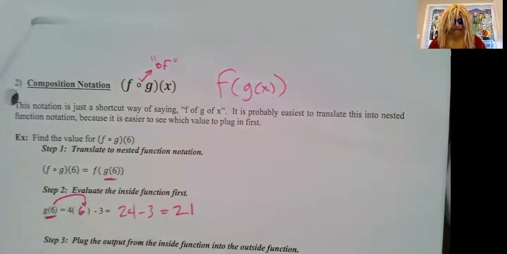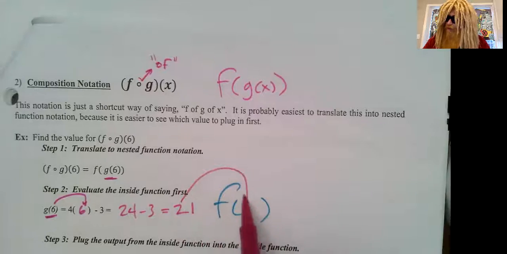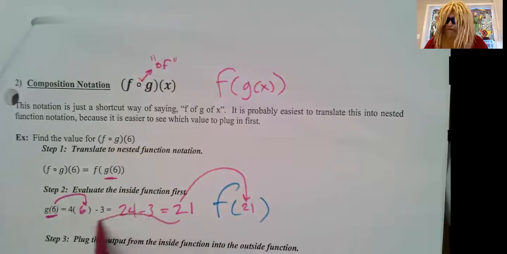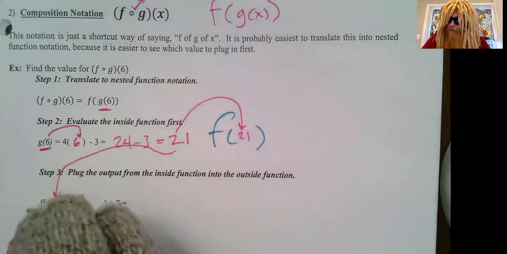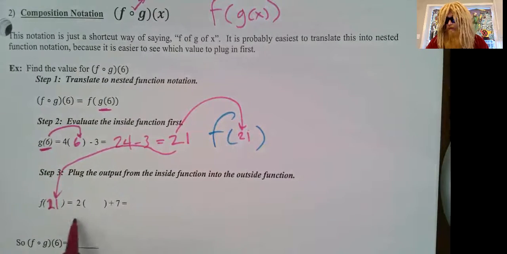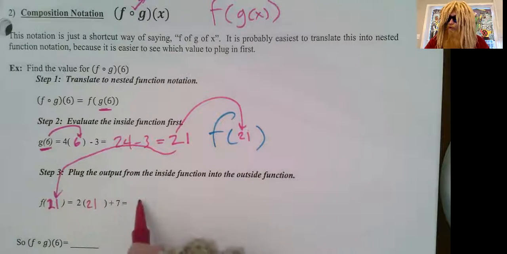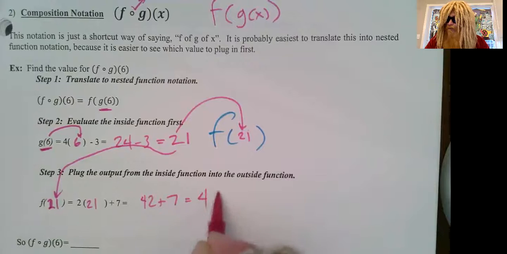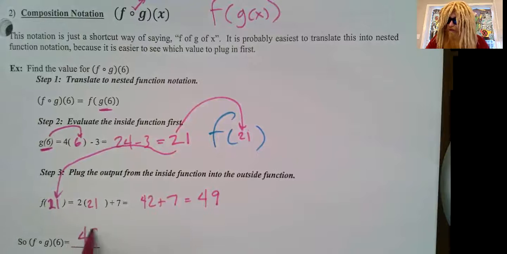So this will be f of that 21 that we have right in there. That is going to be our new input. So our 21 goes down here as the input for our final function. And now we take it as the 2x plus 7. So 2 times 21 plus 7 will be 42 plus 7, or 49. And so our final answer for this one, f of g of 6, is going to be 49.